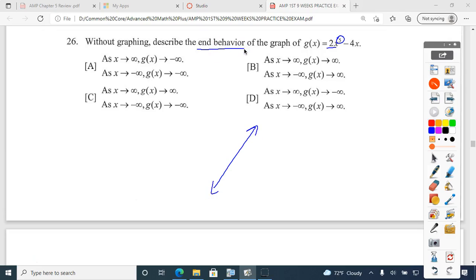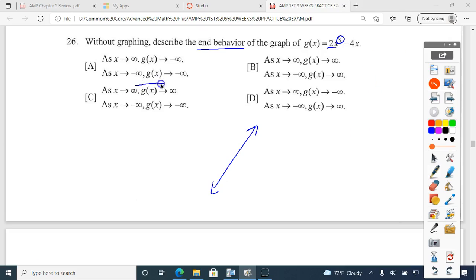If this 2 is negative, it would be going down, okay? If this exponent was even, both of them would be going the same direction, either up or down. Up would be a positive number in front of it, down would be a negative number in front of it. So, since this one is positive in front of the odd function, it's going to be the same answer that I got for number 25.